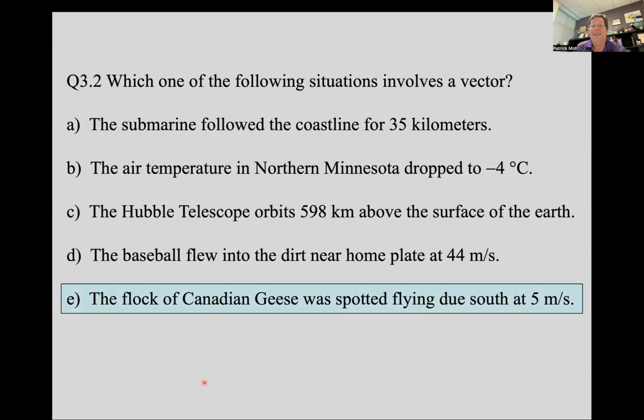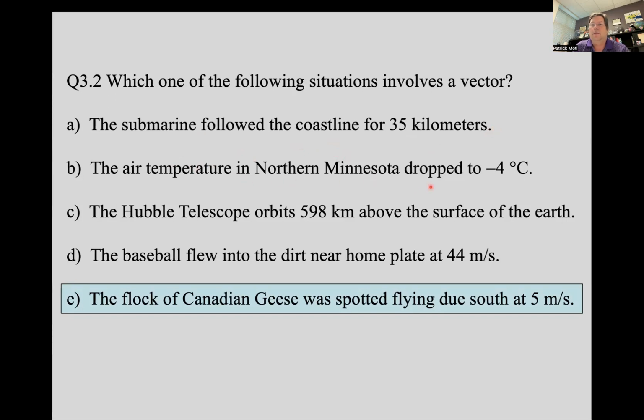Right, it is only E that is giving us a specific vector. So the submarine followed the coastline for 35 kilometers. That is not a direction. And there is no speed. So it's motion for 35 kilometers. So I know the magnitude of the displacement, if I add up all the lengths, it totals 35 kilometers. It's not necessarily a displacement. The coastline is curved. So not a vector.